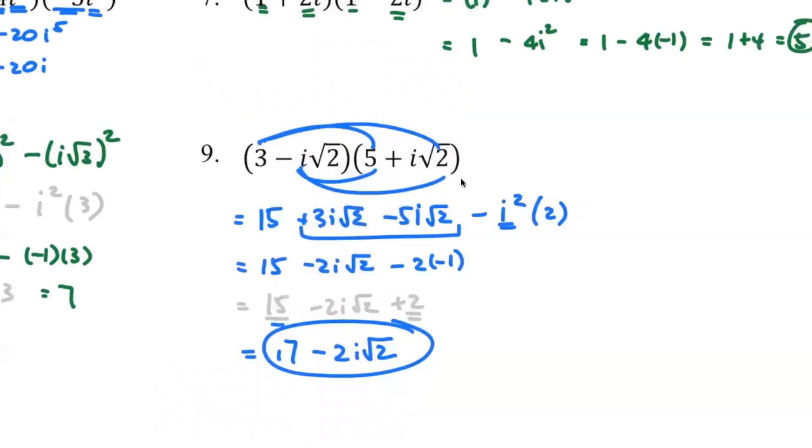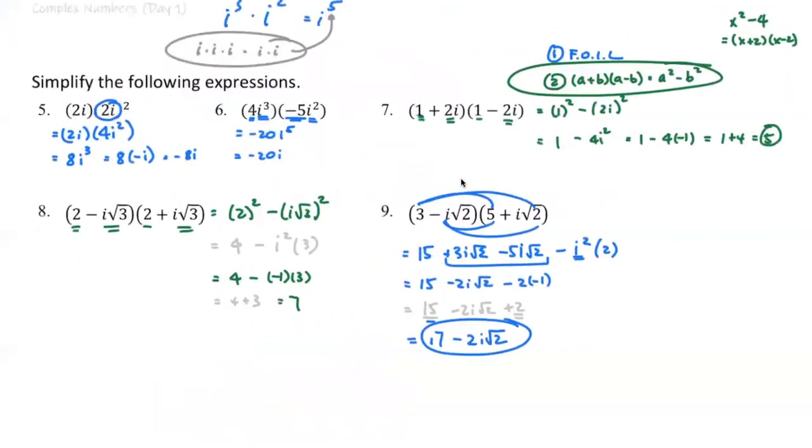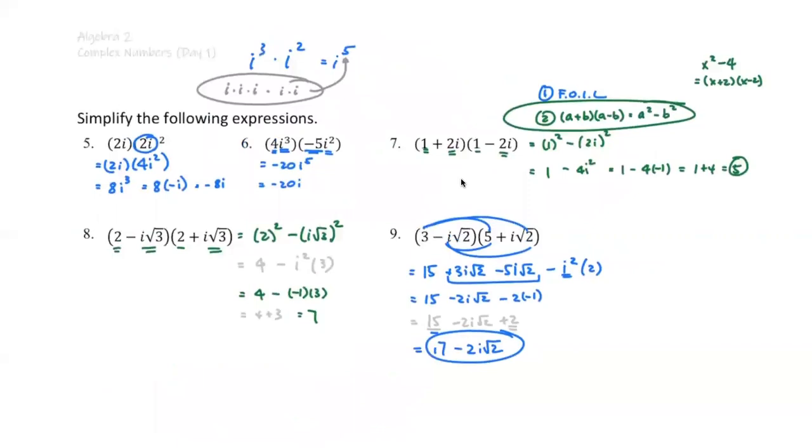It's pretty straightforward. Just go ahead and distribute using FOIL. So make sure you can handle this, and make very sure that you can handle questions like number 7 and 8. And I repeat, make sure that you can do number 7 and number 8. It will be handy for tomorrow. Okay, you are warned.